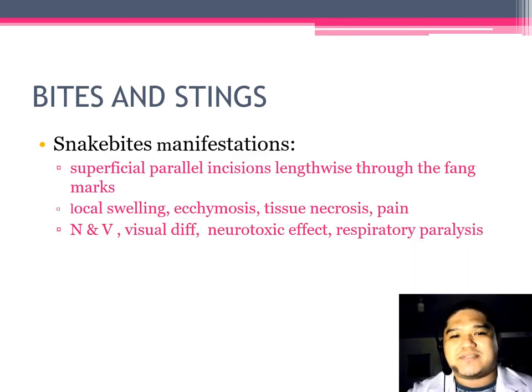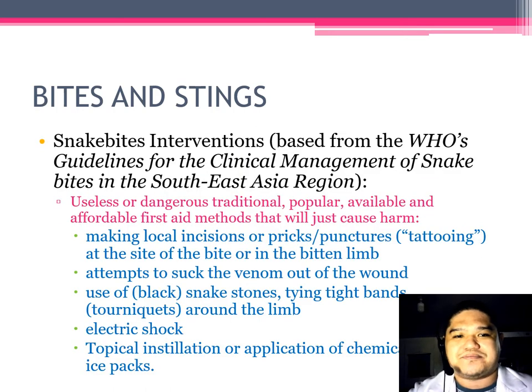So snake bites manifestations, first, there would be a superficial parallel incision lengthwise through the fang marks. There could be local swelling, ecchymosis, tissue necrosis, and pain. Nausea and vomiting could also be present, visual difficulty, neurotoxic effect, and respiratory paralysis.